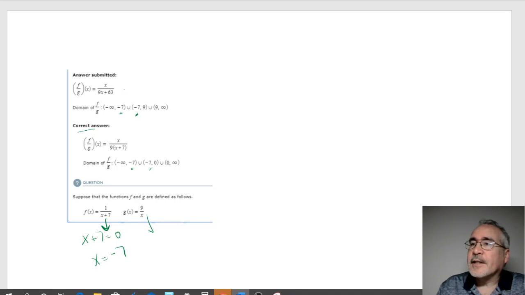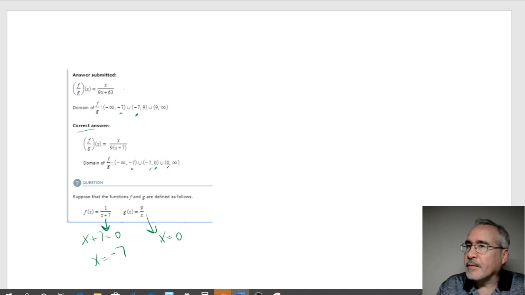Down here, what we're doing is the same thing. What would make the bottom, the denominator, become 0? What would make x equal 0? Well, x equals 0. So that's why the correct answer here is 0, not 9.